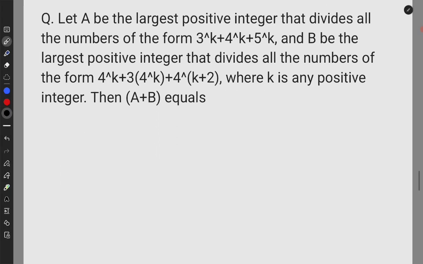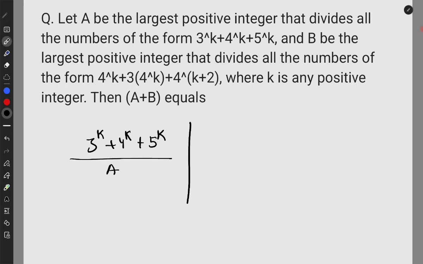Let a be the largest positive integer that divides all the numbers of the form 3^k, 3 to the power k, 4 to the power k and 5 to the power k. Now if a divides this, at what value can it divide every time? A is the largest possible integer that divides all the numbers of this form. So let's say if k is 1, then 3 plus 4 plus 5, this will be 12.